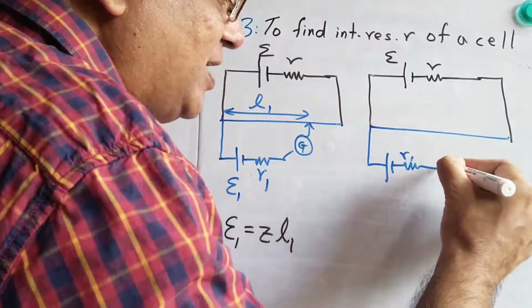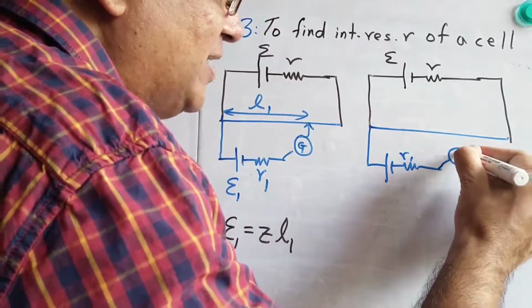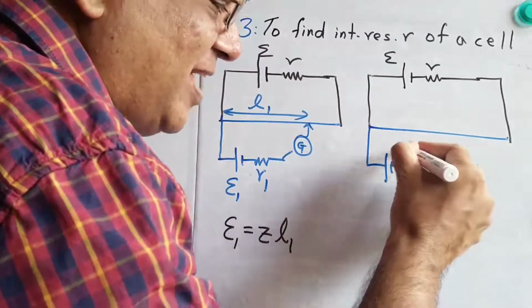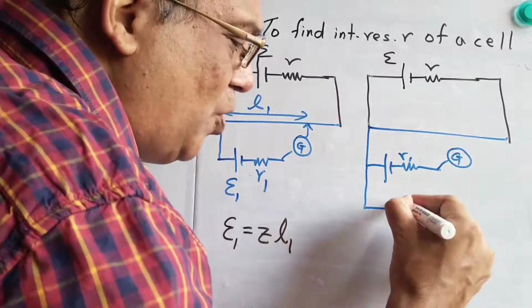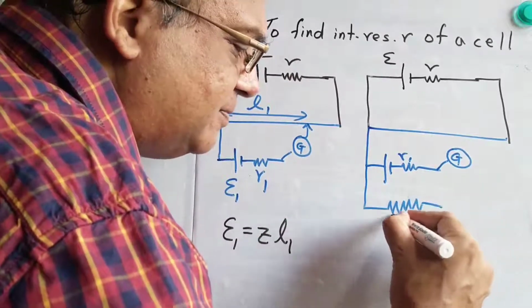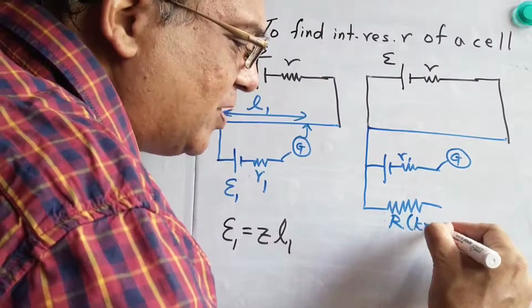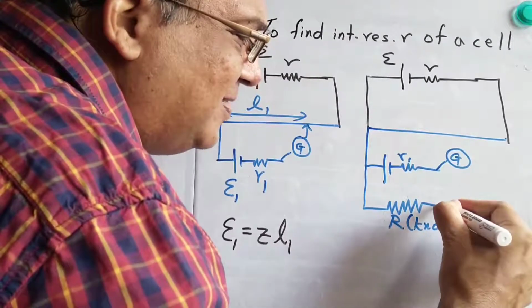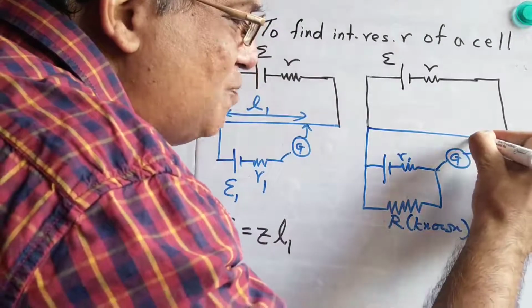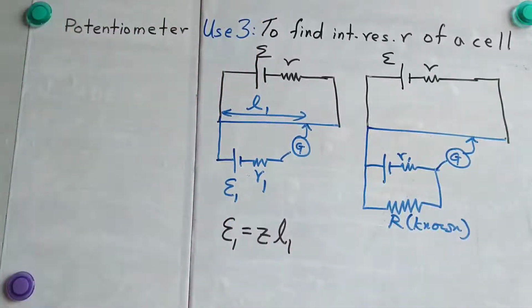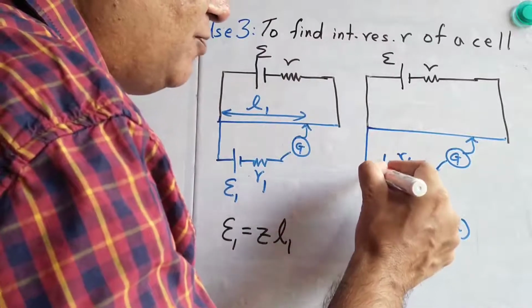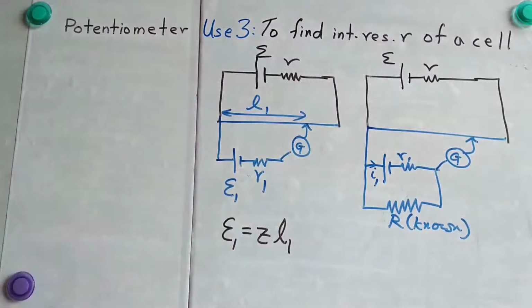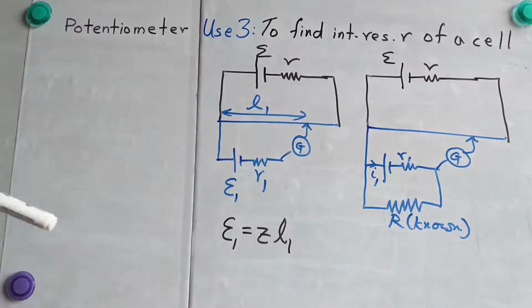Now we want a current to flow through this cell so that this R1 comes into picture. So we connect a known resistance capital R to this circuit. This is known to us. And then we find the new balance point. So once we do this, some current I1 is flowing through this cell. So there is a potential drop across the internal resistance.